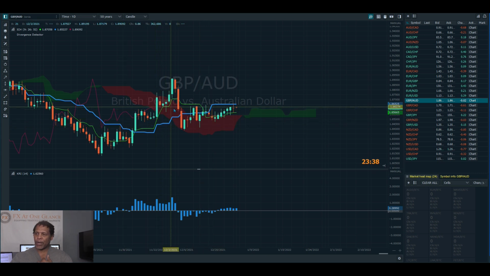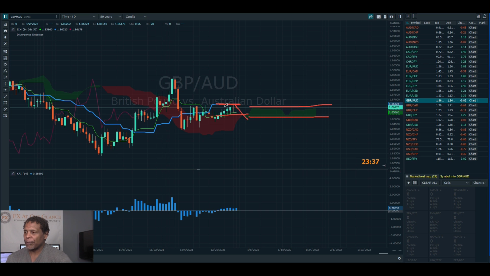We've broken some structure, but now we're in between things. So let me show you why I'm not really going to talk about it. Look at that flat cloud. Look at that flat Kijun-sen. We found resistance at Kijun-sen, which is cool, but there's nothing for me to really talk about there. I don't think there's an opportunity.